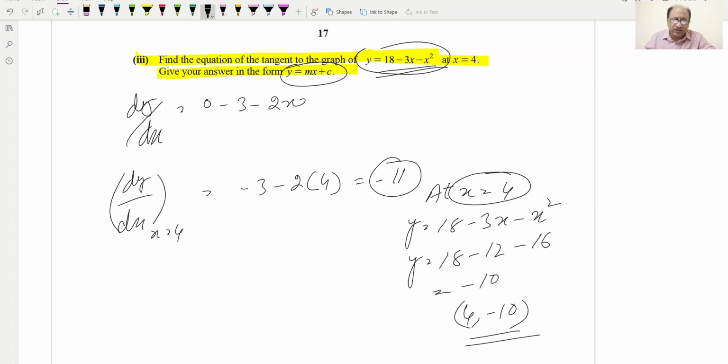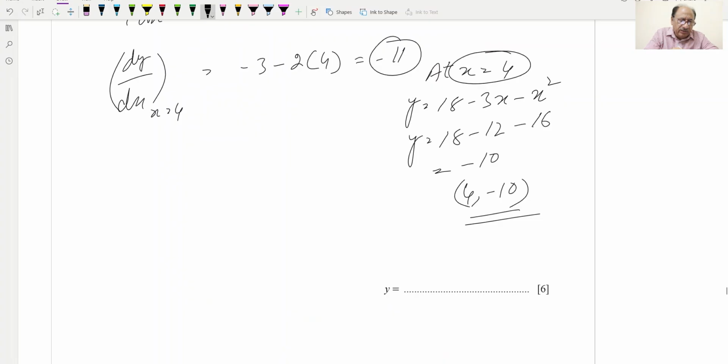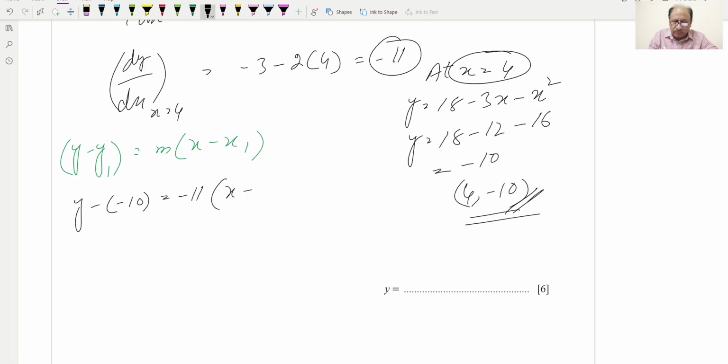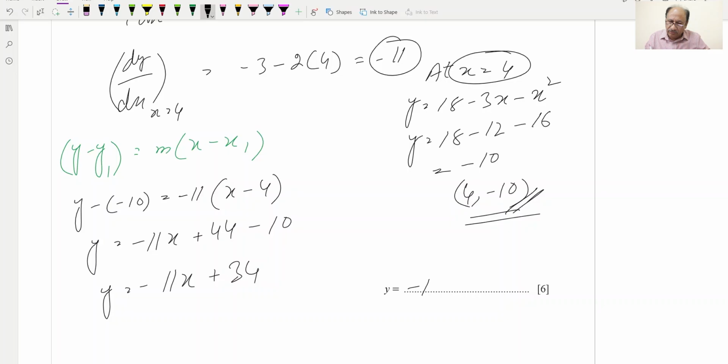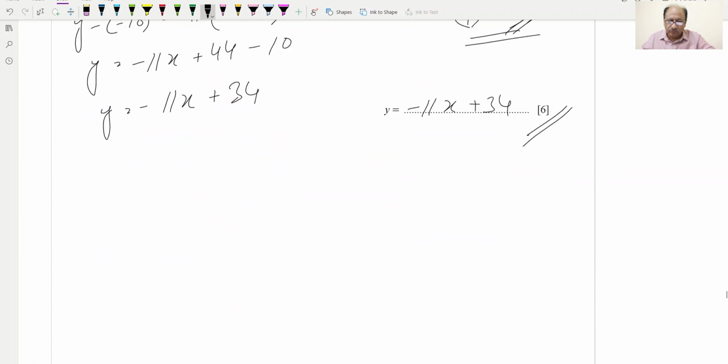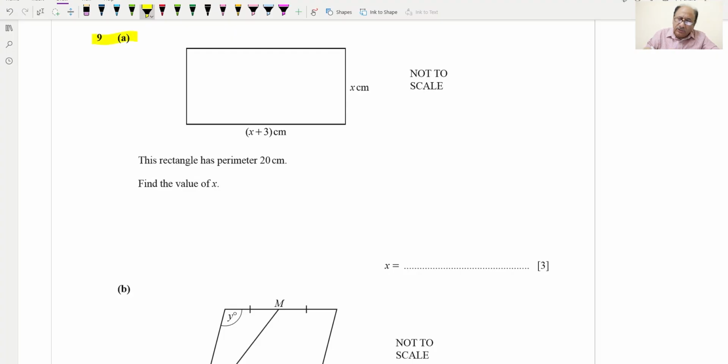We'll be using this point and the gradient which is minus 11, and we'll be writing equation of line in point slope form, y minus y1 is equal to m into x minus x1. We will be writing y minus minus 10 is equal to gradient which is minus 11 into x minus x1 which is 4. So y will be equal to minus 11x plus 44 minus 10, and this will be equal to y is equal to minus 11x plus 34, and this will be the equation which is required. And keep in mind the 6 marks question, huge marks which we have done. Hopefully you understood this.